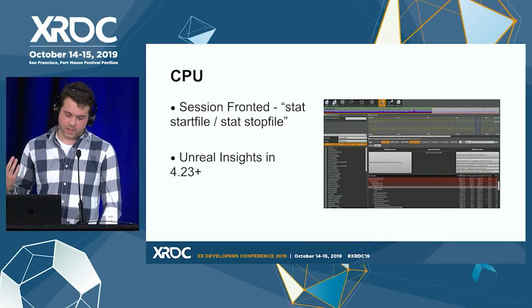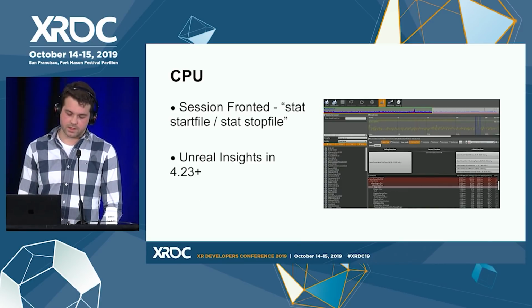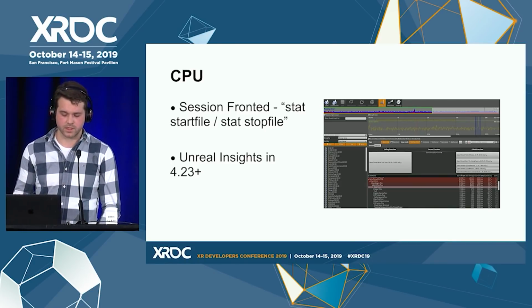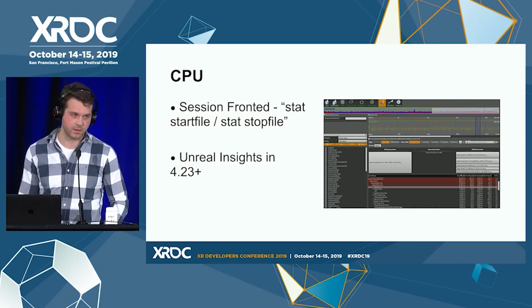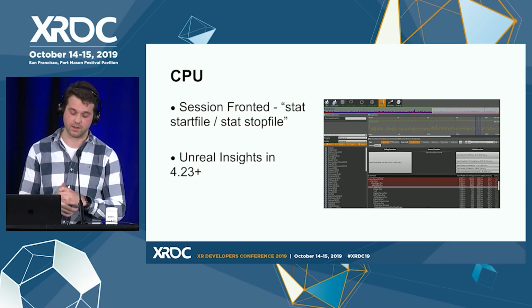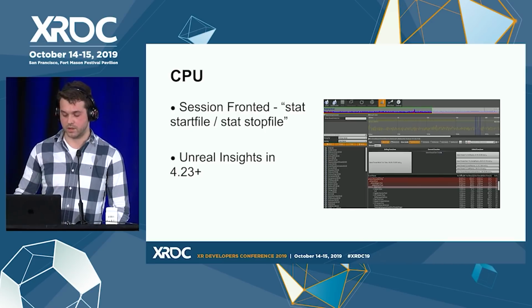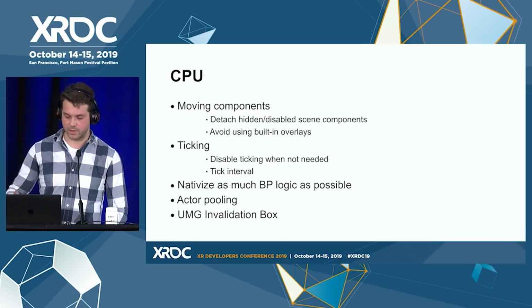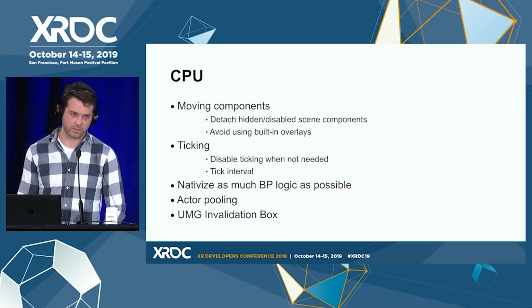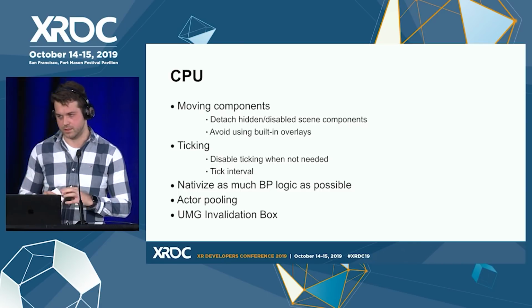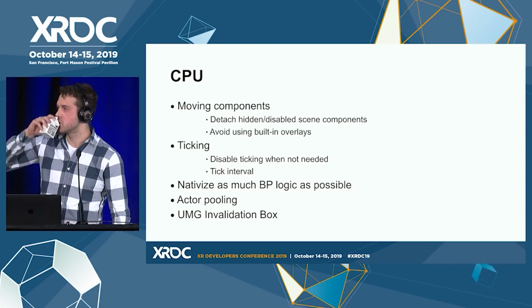CPU profiling in Unreal is pretty standard. We use stat startfile, stat stopfile, which are console commands, and use Session Frontend. Starting in 4.23, Unreal Insights is coming. It's a whole new profiler, way more powerful. It also does profiling for memory, loading, etc. So that's going to make your life way easier. But it's really standard across PlayStation, etc. What we found is that moving components is usually one of the most expensive things, especially if you have really deep attachment hierarchies.